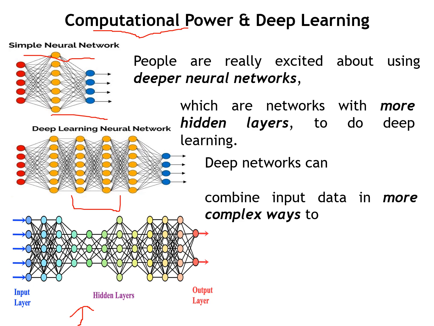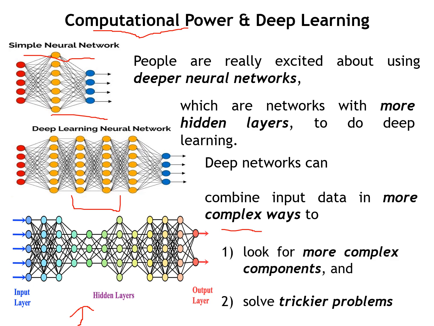But in addition to having more neurons, the idea is to also combine the data in more complex ways. This has allowed us to look at more complex components and solve tougher problems. In the following slides, I'm going to show you some examples of different networks.